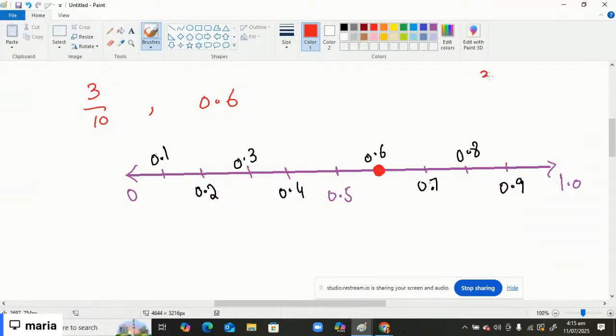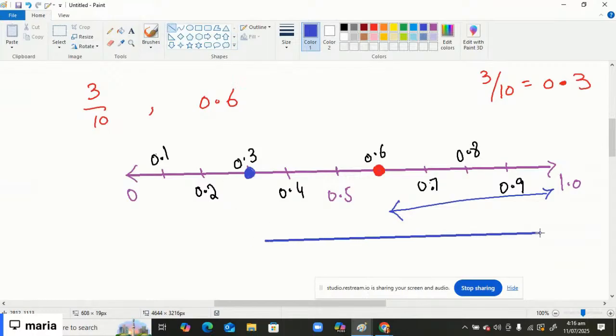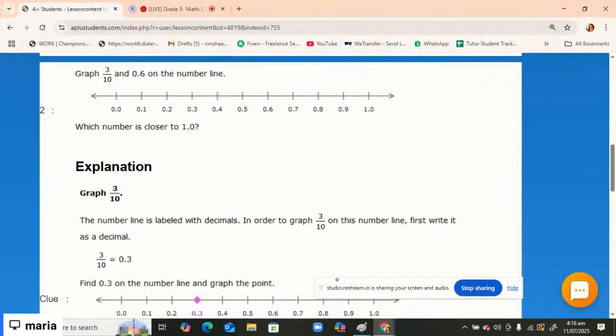And now what is 3 by 10? 3 by 10 is 0.3. So where does 0.3 lie? It lies here, that is 0.3. So which one is closer to 1? So 0.6 is closer to 1 as compared to 0.3. Okay, and here it's compared to that. So which one is closer? So 0.6 is closer as compared to 0.3. So we can say that 0.6.